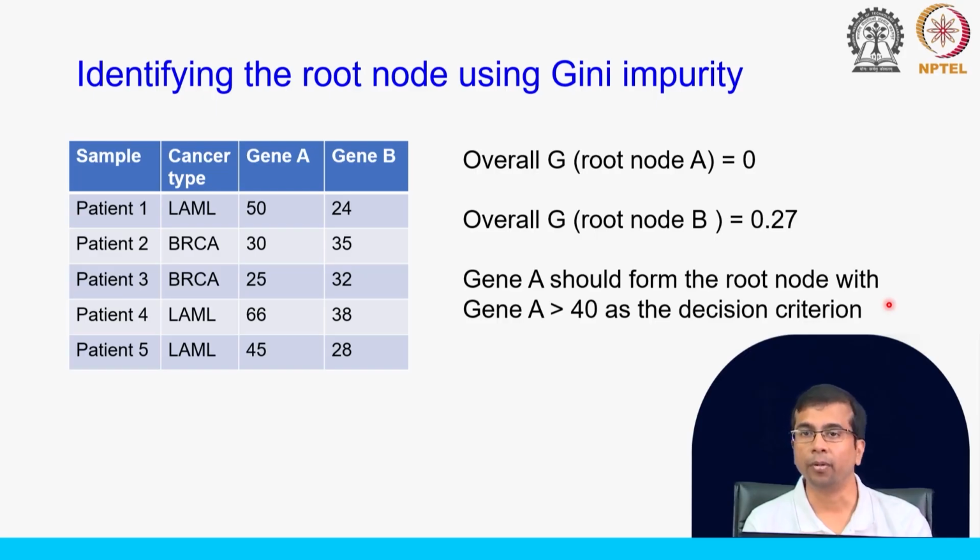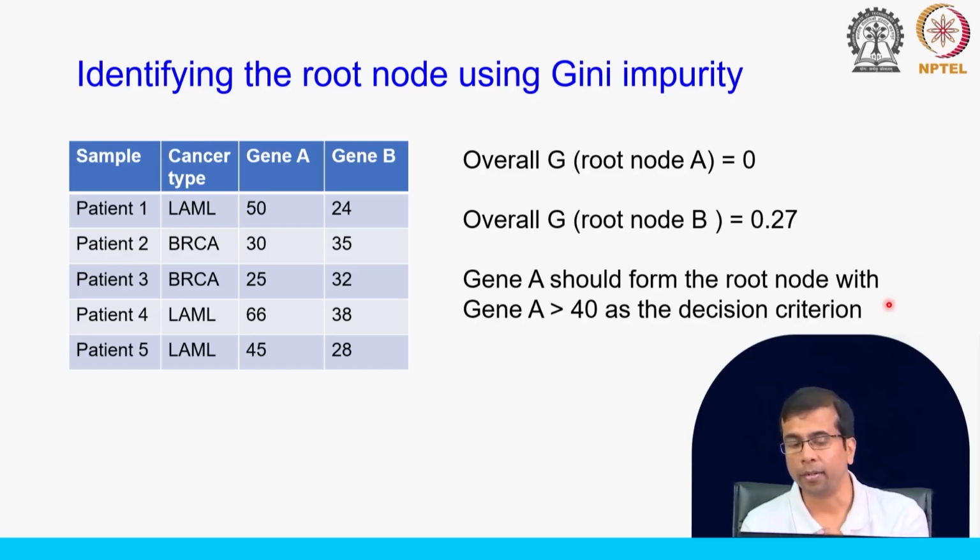Now, as we have talked about, the node or the feature that gives us the lowest impurity, or lowest G value, will be the root node. So, here gene A is giving us the lowest impurity or the highest purity, and overall G is the lowest. So, gene A greater than 40 as the decision criteria would be our root node. This is something that will go on in the background when you analyze your data with a decision tree. So, we now understand some of the basis of the formation of a decision tree.